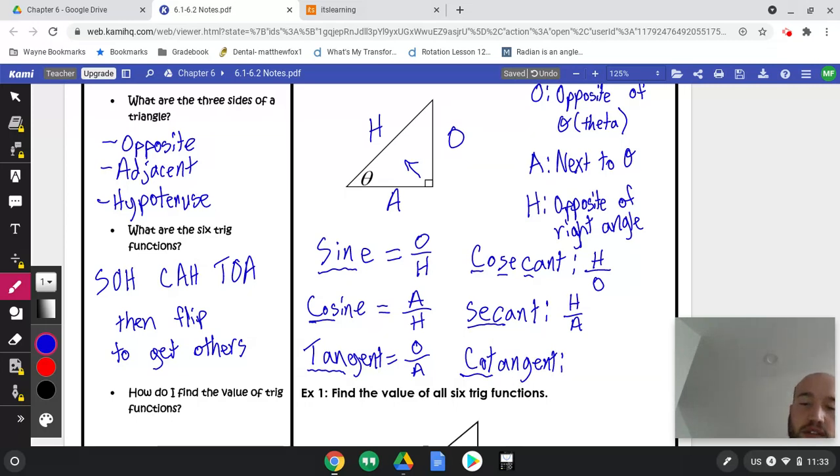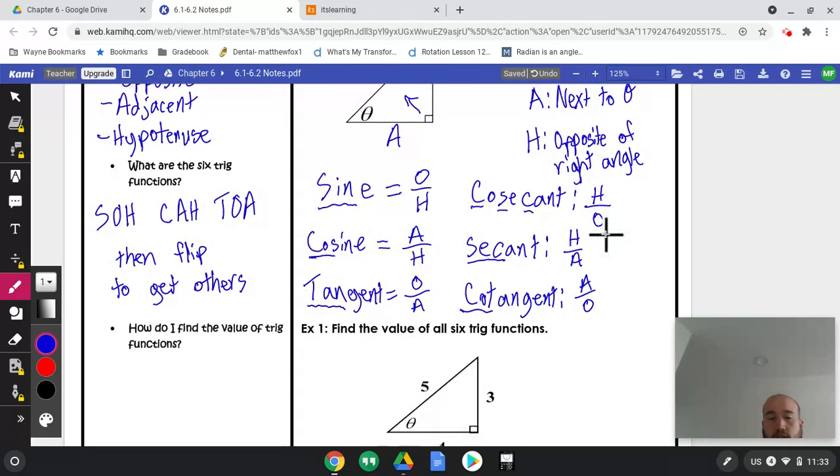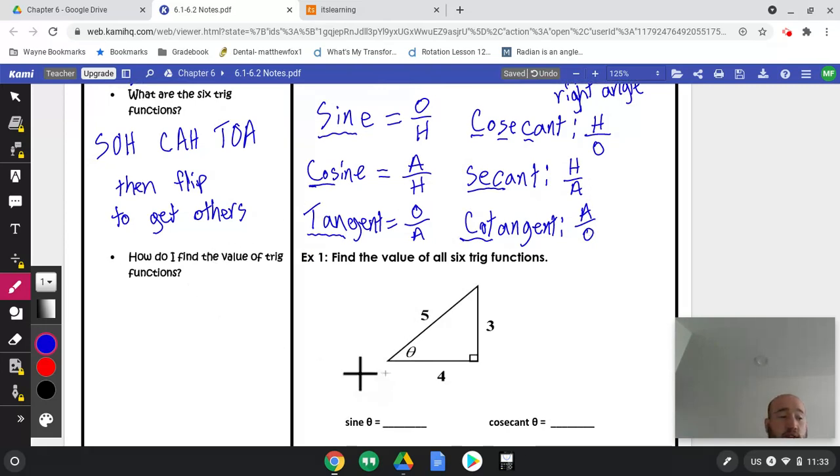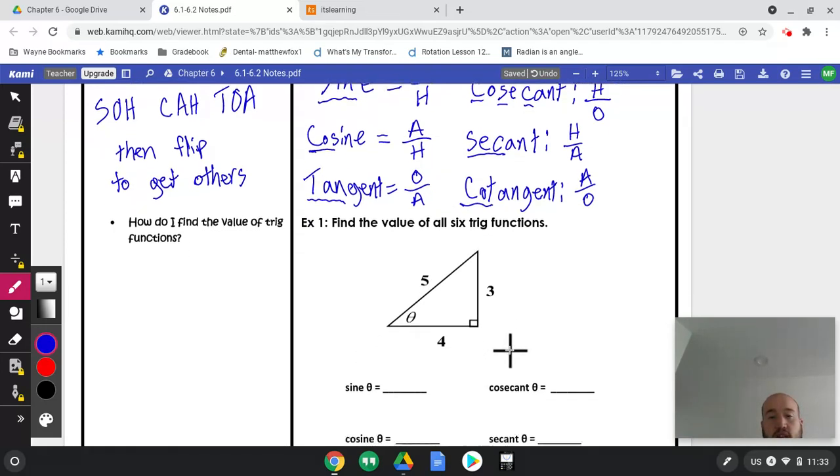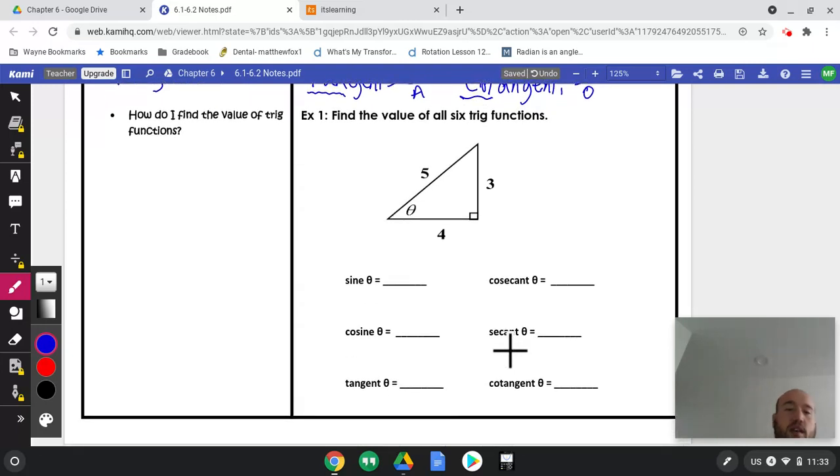And the abbreviation is just COT. And then once again, it's flipped, so it's going to be A over O. Now, if we are identifying them, here we have our triangle. It's a right triangle, and we can identify all 6 of these pretty easily. However, the first thing we want to do, our first step, is label our triangle.